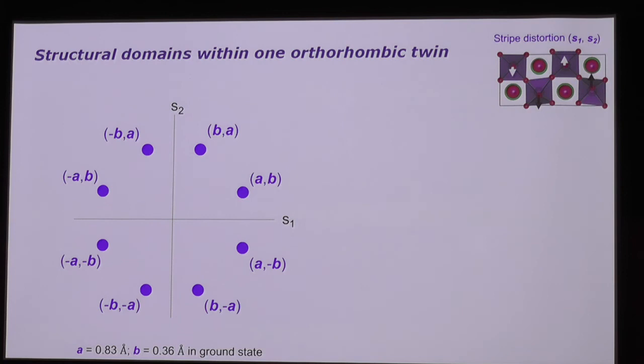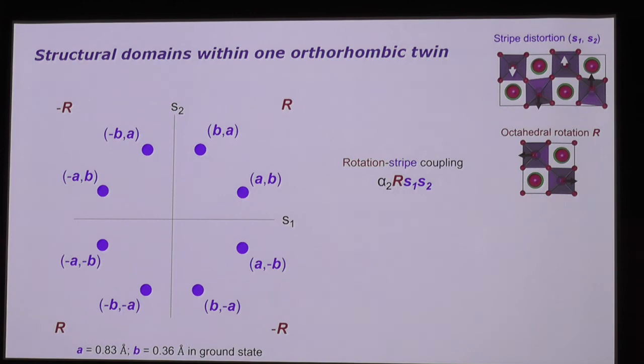And then by using the coupling term, once we've chosen for a given domain the direction of the stripe order parameter, the coupling terms will determine what is going on with the other order parameters there. So for example, this coupling between the octahedral rotation and the stripe distortion tells us that the domains in each quadrant have the same sense of the octahedral rotation.